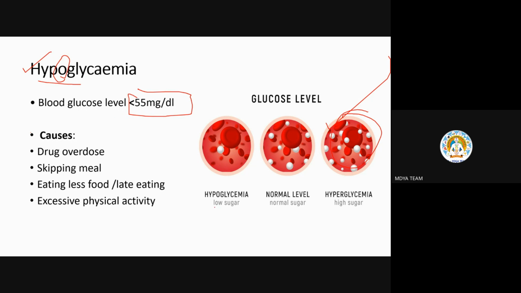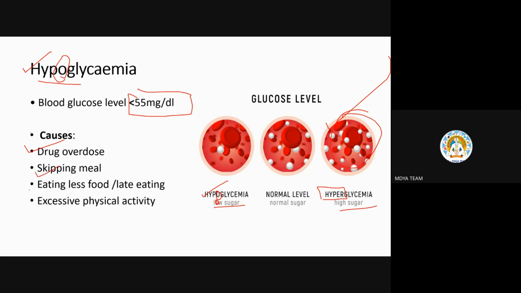So in hypo, low, you can remember with O: low has an O and hypo also has an O. So it is very easy to understand hypoglycemia, and hyper itself says a higher level of sugar. Drug overdose, other causes are not so required.